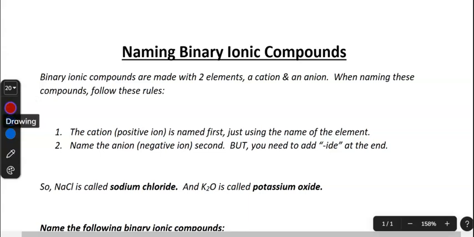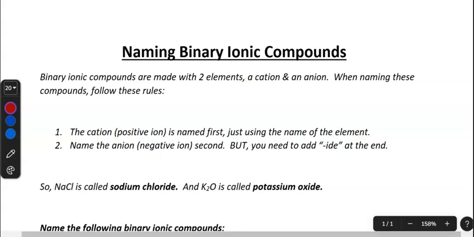Greetings, chemistry students. What you're going to do today is learn how to name binary ionic compounds. Now, the word binary simply means two, which basically means that you've got two elements, an anion and a cation, and because they are oppositely charged, they come together. And so these are going to be formulas that are made up of just these two ions.